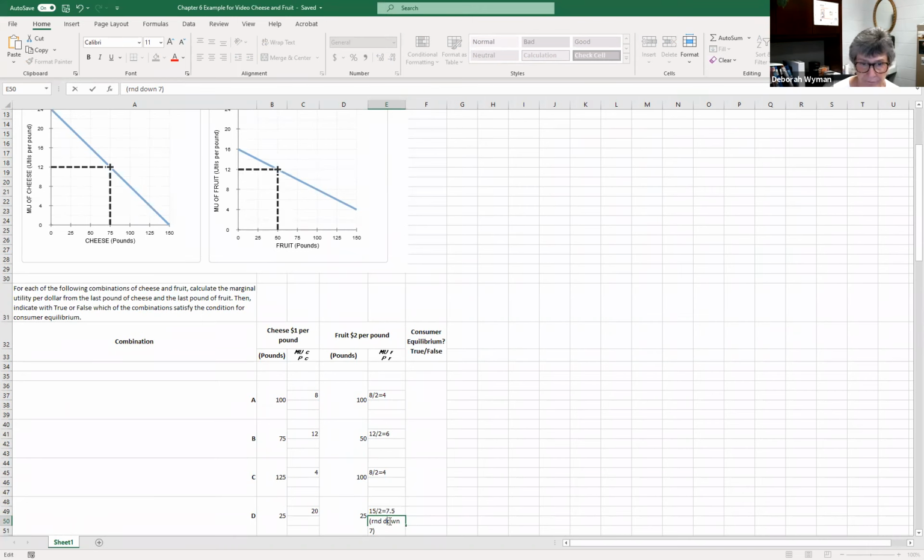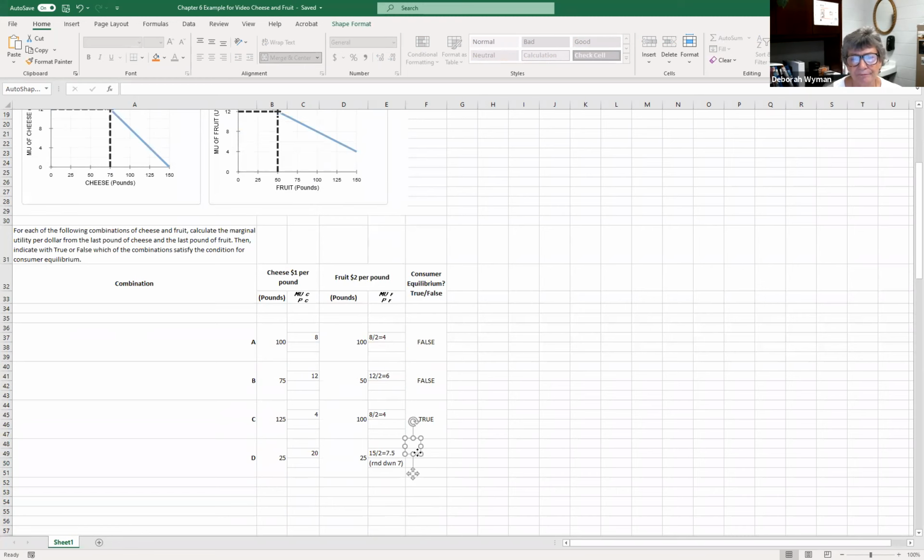And I'll just make it like that so we can see it on the same line. Okay, so then we're looking at this. Does 8 equal 4? No, so that's false. Does 12 equal 6? No, so that's false. Does 4 equal 4? Yes, so that's true.